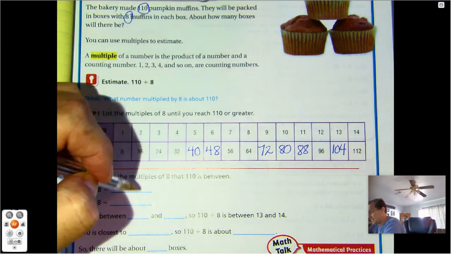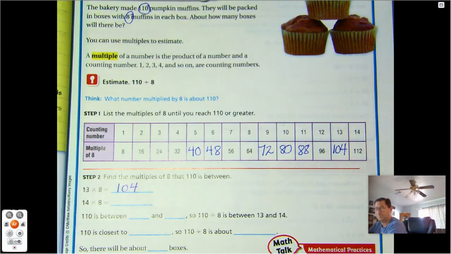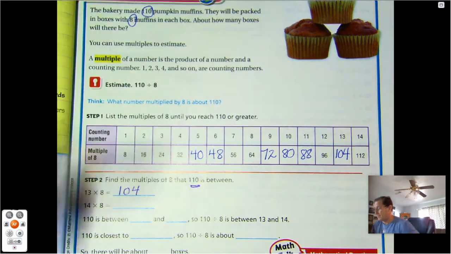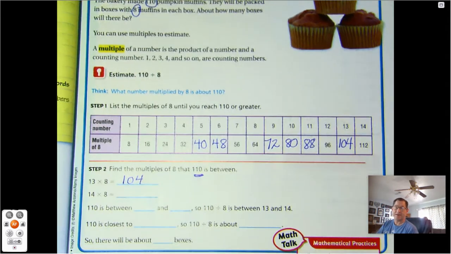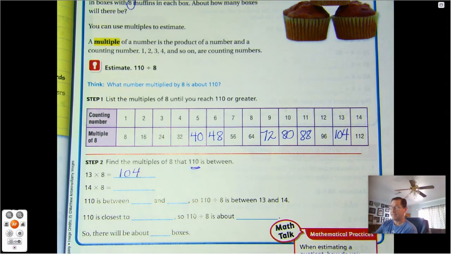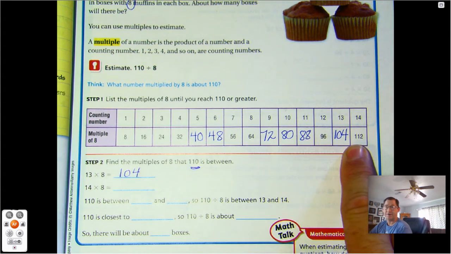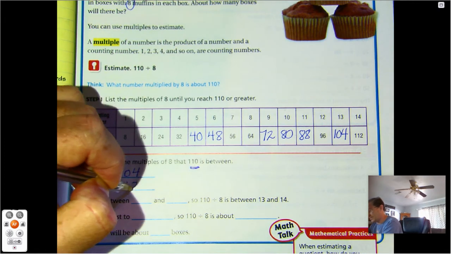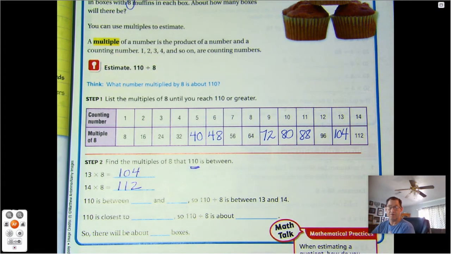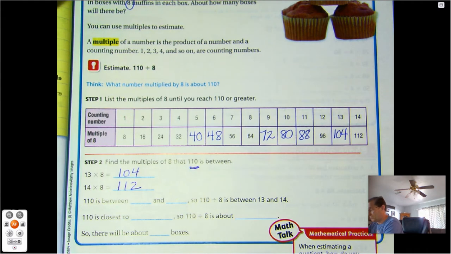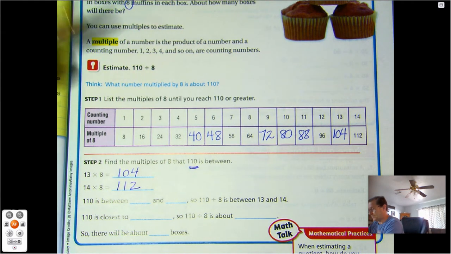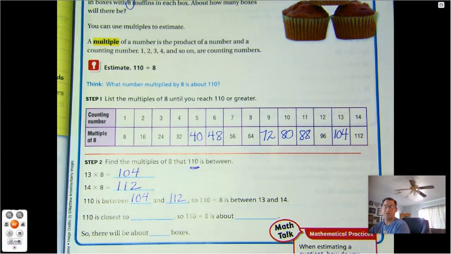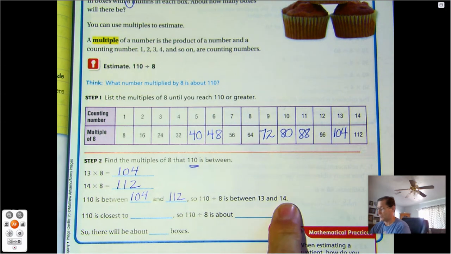So 13 times 8 is 104, right? So we need to find a multiple of 8 that 110 is in between. So 110 would be right here, in between 104 and 112. So it's in between 13 and 14. 14 times 8 is 112. So 112 is in between... 104 and 112. So 110 divided by 8 is between 13 and 14.